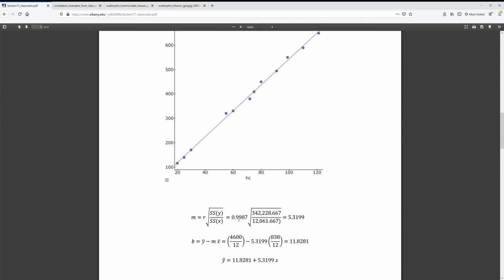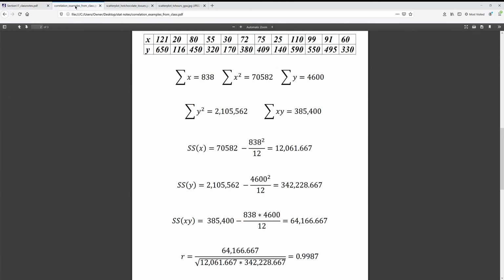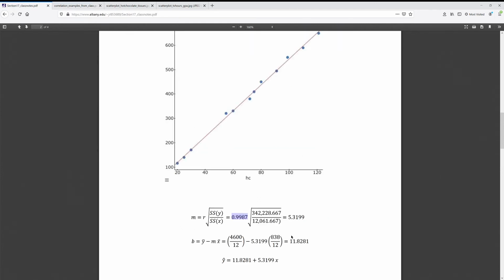So we'll just physically plug in everything we've computed. Again, I would like a little more accuracy on that, but we're calling the correlation 0.9987. SSY, which is this 342 something, divided by SSX, which is this 12,000 something. 342,228 and 2/3, 12,061 and 2/3. Square root it, times the correlation, and we get 5.3199. Now remember, we're going to use that to find b, so keep a fair degree of accuracy there.